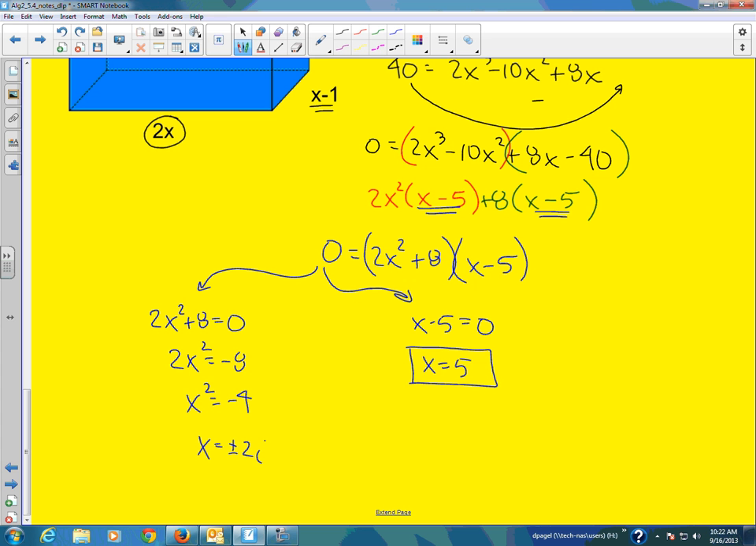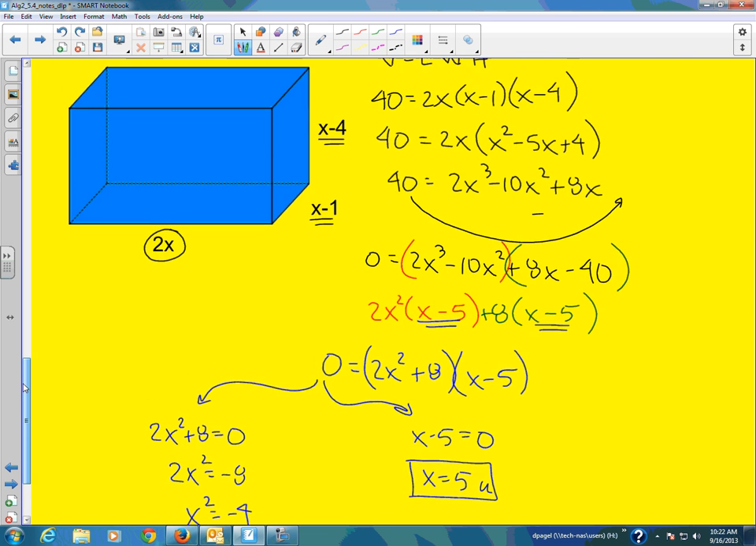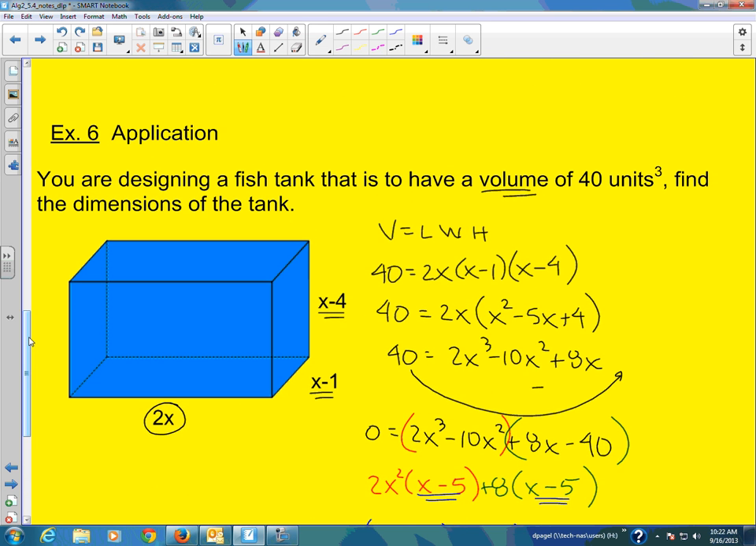So there we are. We don't know what the units are, so we have x equal to 5 units. Let's go ahead and put a u there. That's what x would have to be in order for this fish tank to have a volume of 40 cubic inches, given those dimensions.